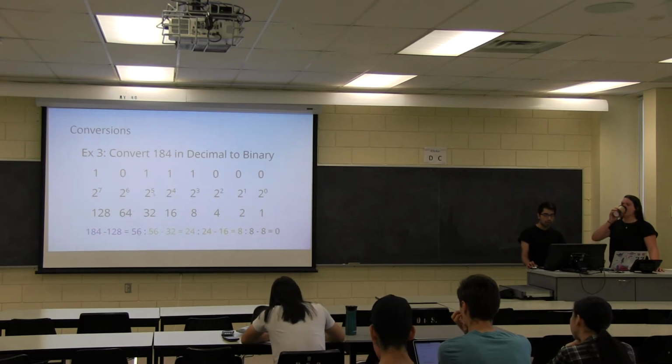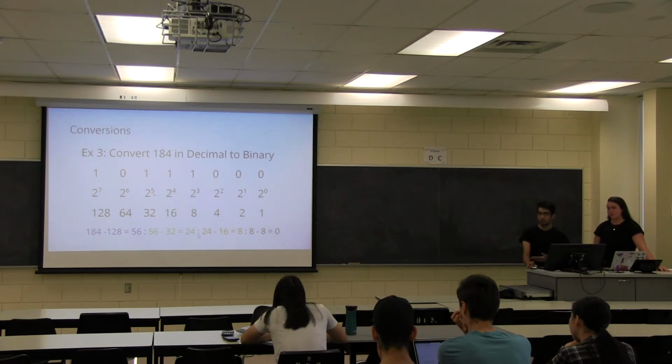from 56, which 64 cannot because it's greater, so I'll write a 0 on top. I found that it's 32, and then I subtracted from 56, which will give me a new value of 54. And you repeat this step on and on until you eventually get a value of 0 at the end.